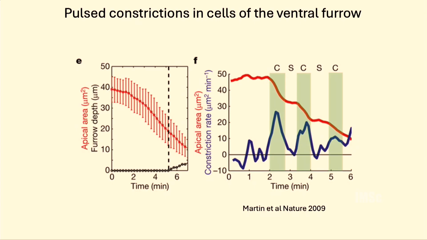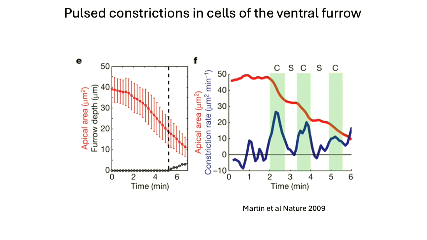So if we look at, for example, this kind of shape change, we can get quantitative estimates of how much the apical area is changing. And what one sees is, of course, there is a change in apical area. That is what is expected when the cells are constricting in the apical region.